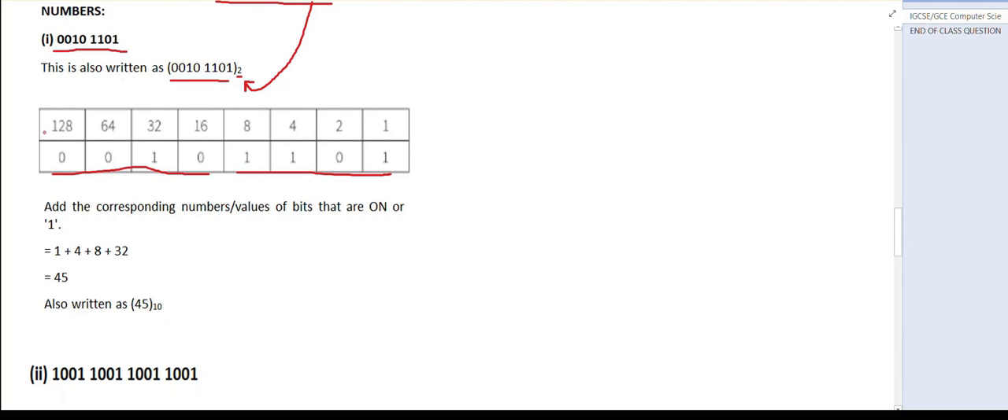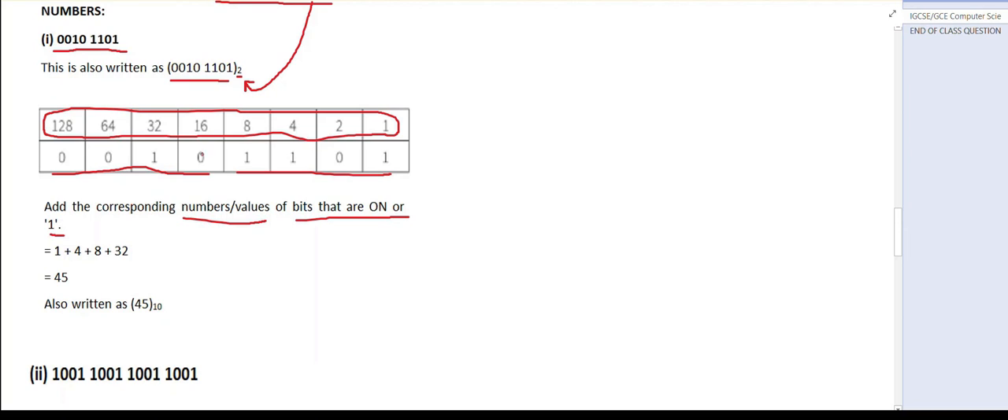Right? 1, 2, 4, 8, 16, 32, 64, 128. Right? This is the example of an 8-bit binary number, right? Now, you have written the headings above each bit. Now, for the ones, add the corresponding values of the bits that are on, or 1.